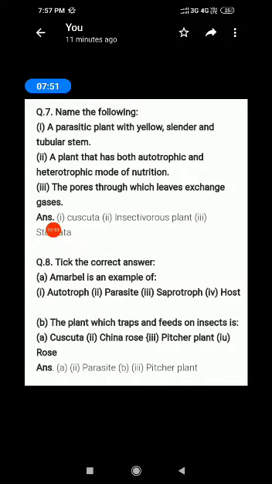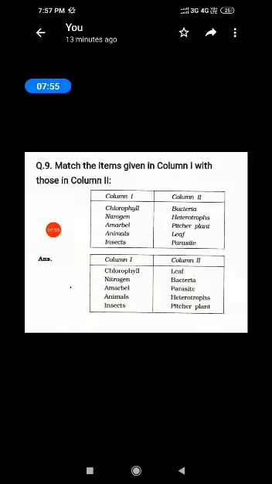Answer is picture plant. Okay. Next, question number 9. Match the following. Match the items given in column 1 with those in column 2. Okay. Match the correct answers. Okay, column 1.